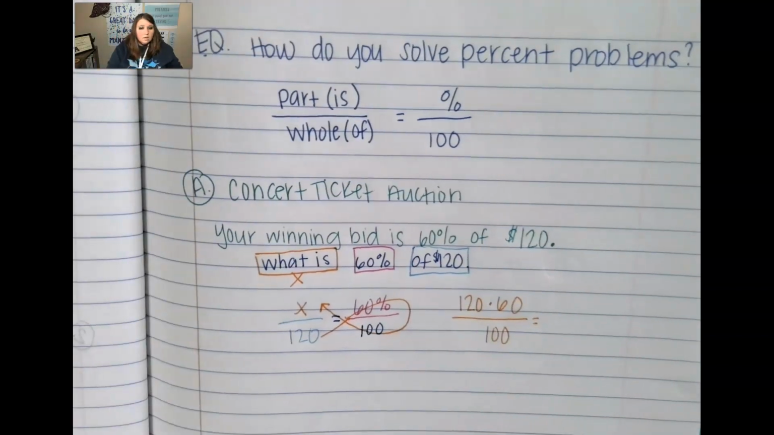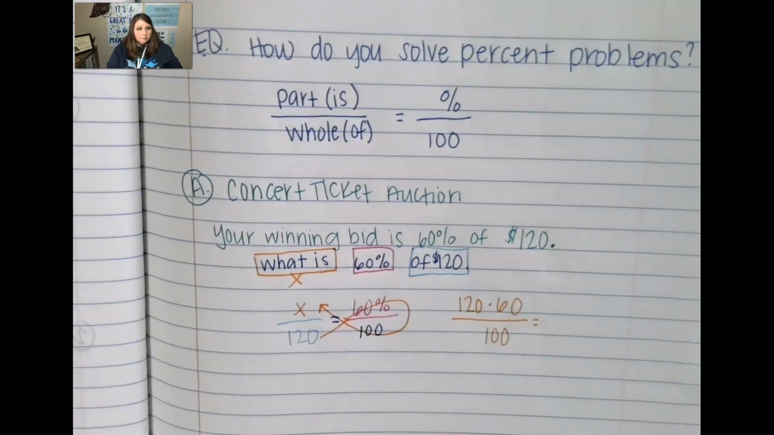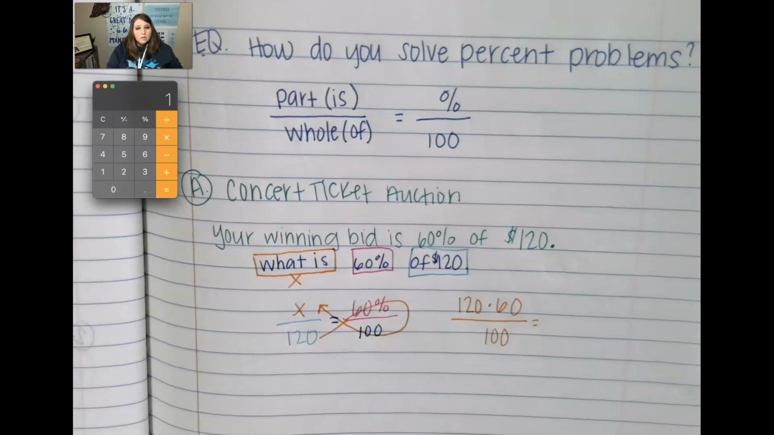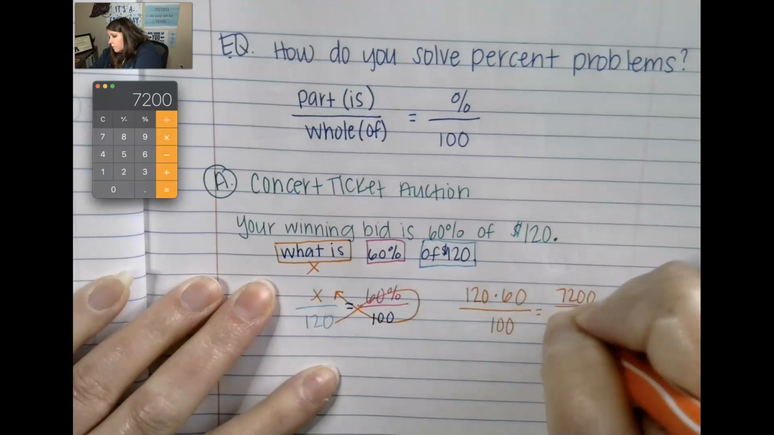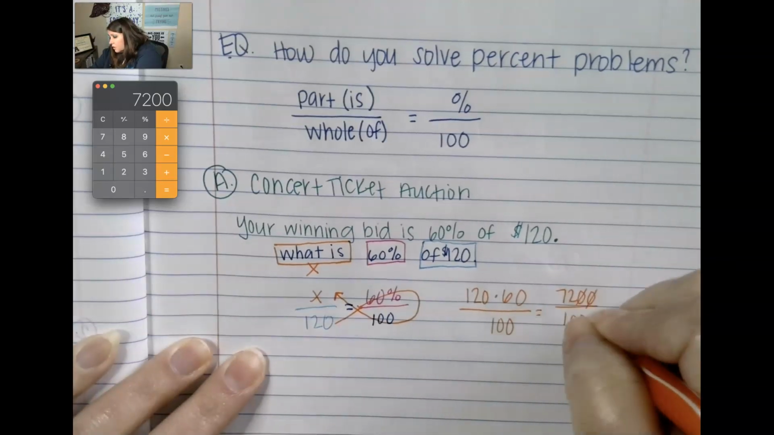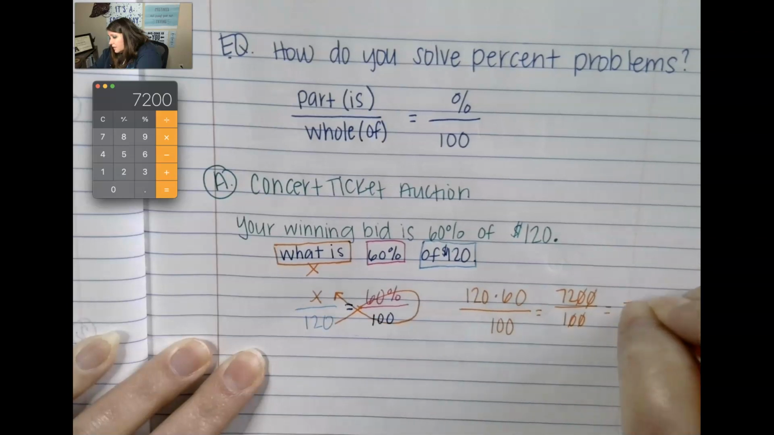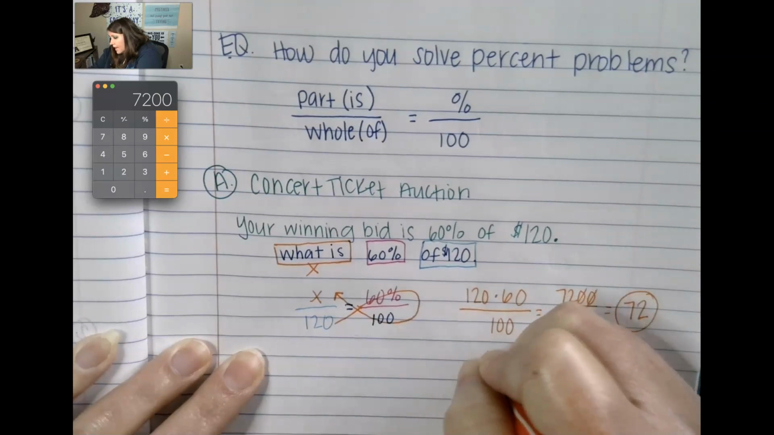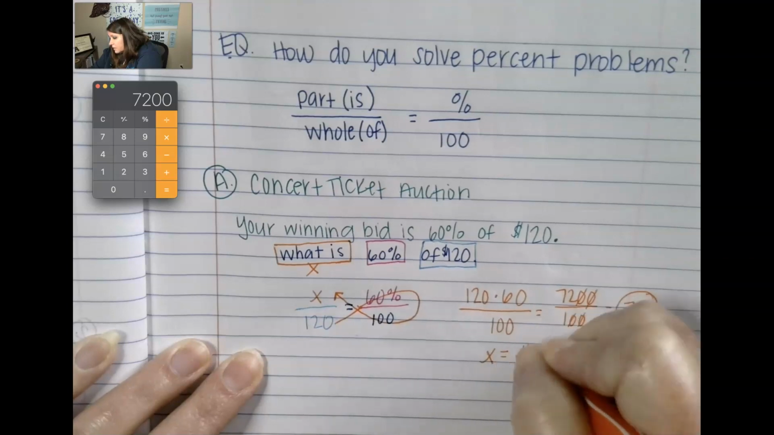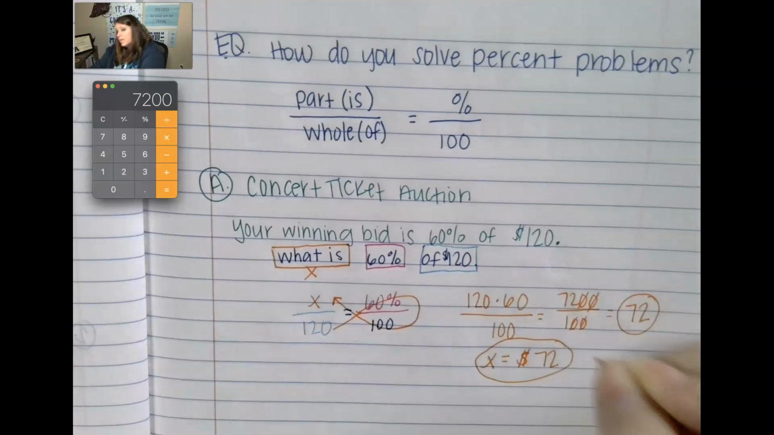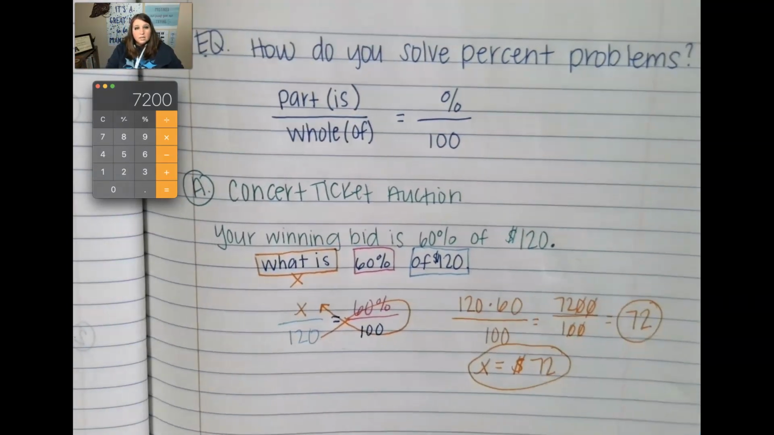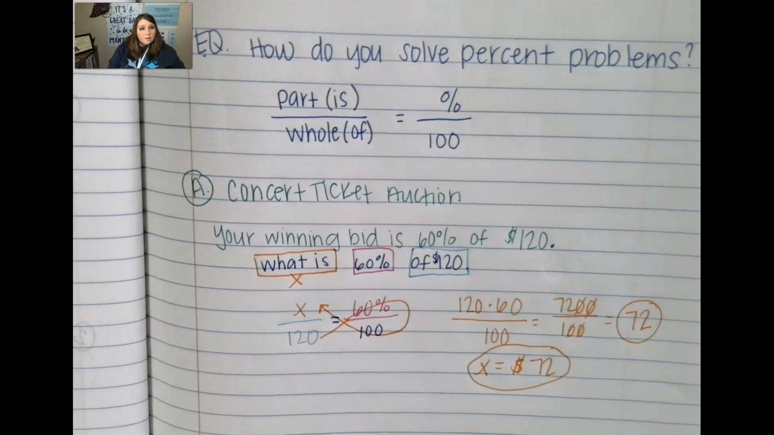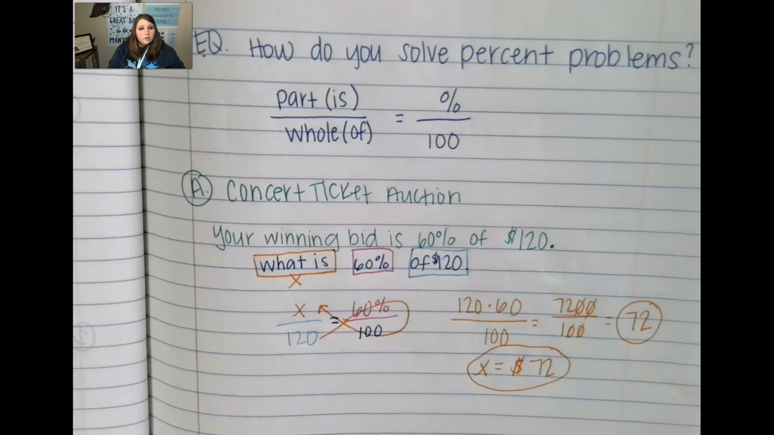Okay, let's pull up our handy dandy calculator. We're going to do 120 times 60, and that gives us 7,200, divided by 100. And we can cross these off, so we get 72. So X equals $72. That was the winning bid. Our winning bid was $72 for the concert tickets. Good work on that one. We only had to pay $72 on it.